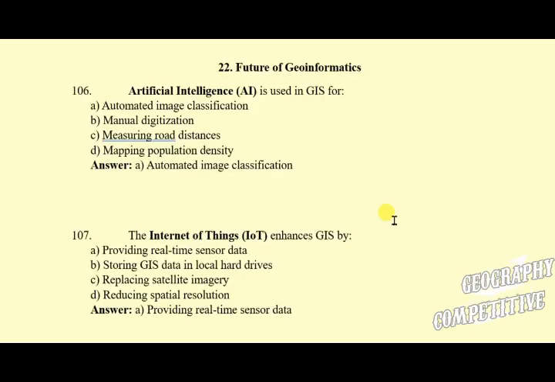Question number 106. Artificial intelligence or AI is used in GIS for automated image classification, manual digitization, measuring road distances, mapping population density. Right answer is automated image classification.